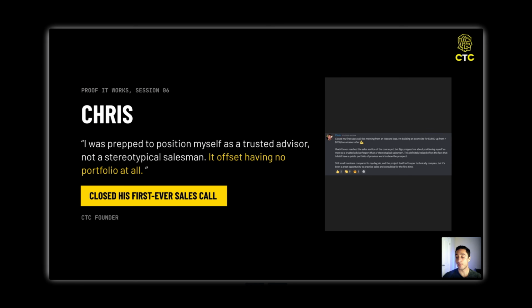Okay? Perfect example of this, Chris, one of our other founders inside Code to CEO, personified this, says word for word, I was prepped to position myself as a trusted advisor, not a stereotypical salesman. It offset having no portfolio at all. Close the client with no other clients whatsoever. Okay?